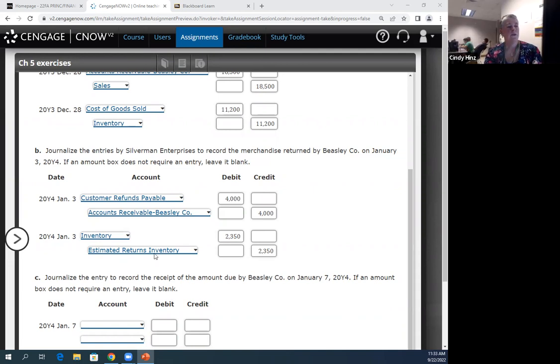Okay. So let me talk about what those customer refunds payable and estimated returns inventory accounts are and how we would use them. Hopefully it's clear why we are going to credit accounts receivable and the subsidiary ledger Beasley Company, because they don't owe us that anymore. They returned the merchandise. They don't owe us for it anymore.